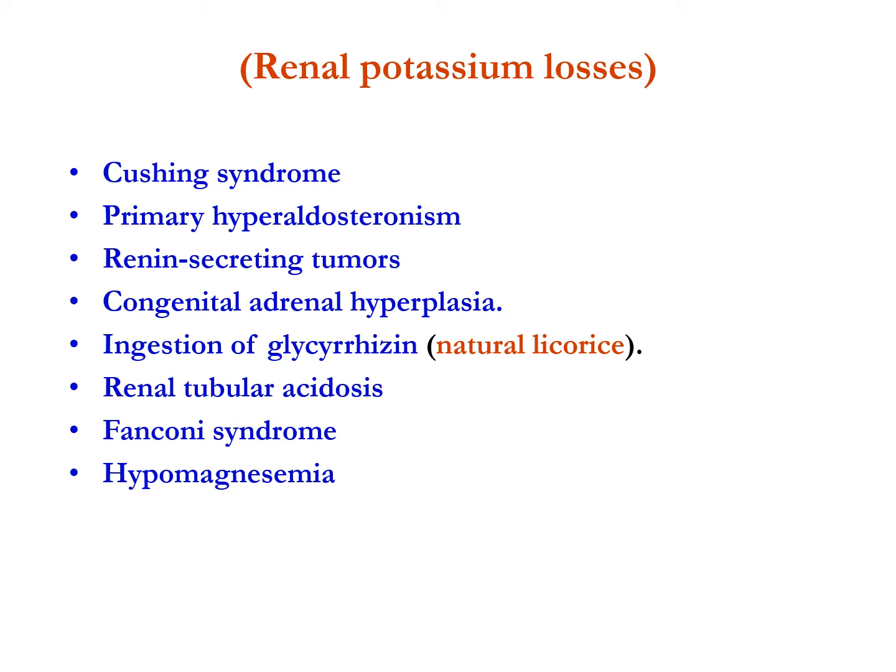Another cause of hypokalemia is renal potassium loss. Renal potassium loss can be caused by anything causing hyperaldosteronism, as in Cushing syndrome, primary hyperaldosteronism, renin secreting tumor, congenital adrenal hyperplasia, ingestion of licorice, renal tubular acidosis, Fanconi syndrome, and hypomagnesemia. Our case is primary hyperaldosteronism, and there is borderline magnesium.